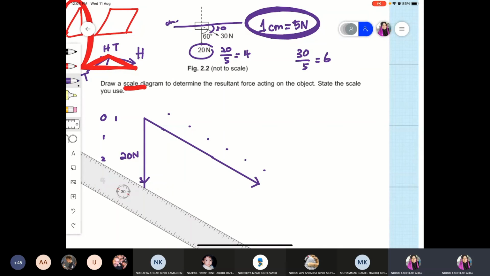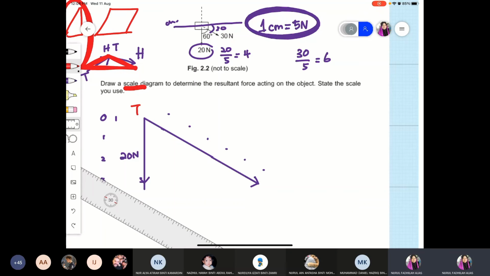Okay, tapi kalau saya draw macam ni, salah ke betul kelas? Salah sebab dekat sini adalah tail bertemu dengan tail. Okay? Jadi sini salah. So macam mana nak betulkan?